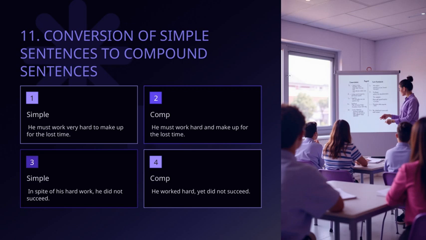The key point here is that transforming simple sentences into compound sentences allows us to express relationships like contrast, addition, or concession more clearly.